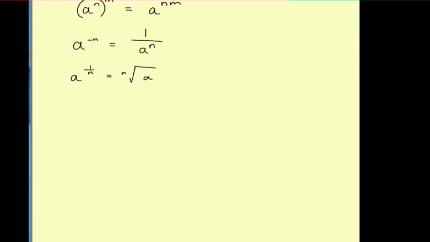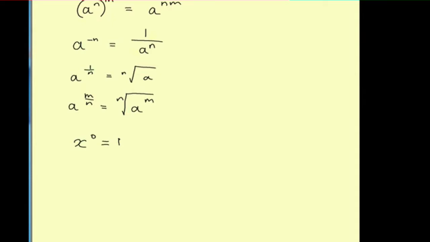And a to the power m over n is basically the nth root of a to the power of m. Okay, an important point to note is that anything to the power 0 is always equal to 1, no matter what. So you could have 1,000,000 to the power of 0, 1,000 to the power of 0, it would always equal 1. And anything to the minus 1 is always 1 over that number.